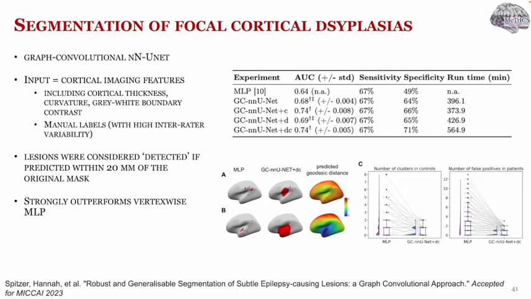Similar benefits in using surface CNNs have also been seen by collaborators at UCL in their development of graph convolutional neural networks for detection and segmentation of focal cortical dysplasias, where FCDs here are known to be the leading cause of drug-resistant childhood epilepsy, but reflect extremely subtle lesions that can be very difficult to visually detect on structural MRI, even for very highly trained clinicians.